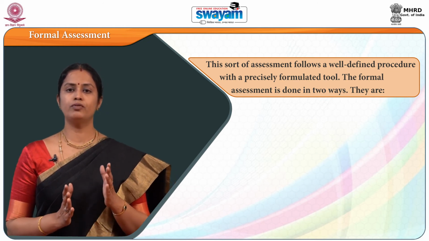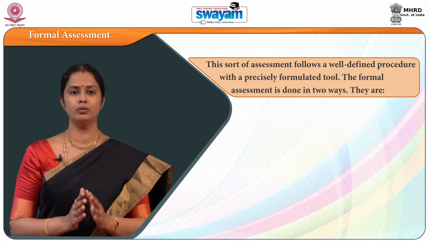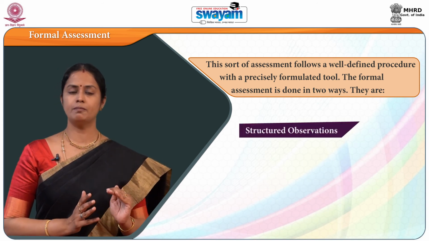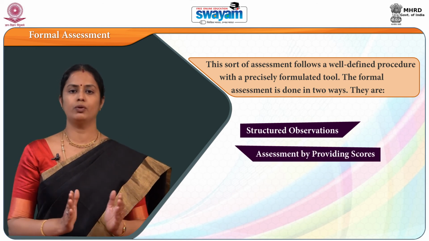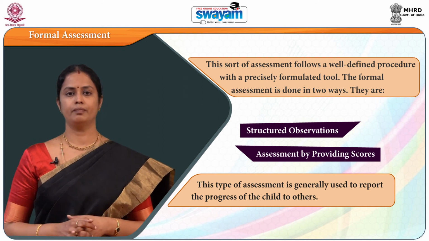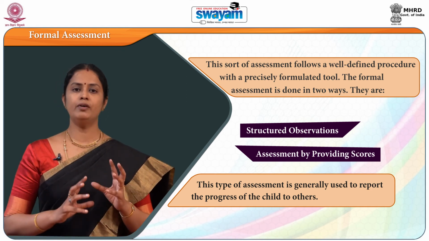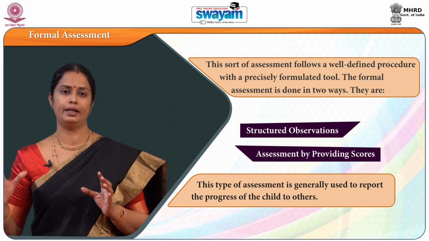Then the third type of assessment is formal assessment. This sort of assessment follows a well-defined procedure with a precisely formulated tool. The formal assessment is again done in two ways. They are called structured observation and the assessment by providing scores. This type of assessment is generally used to report the progress of the child to others authentically.